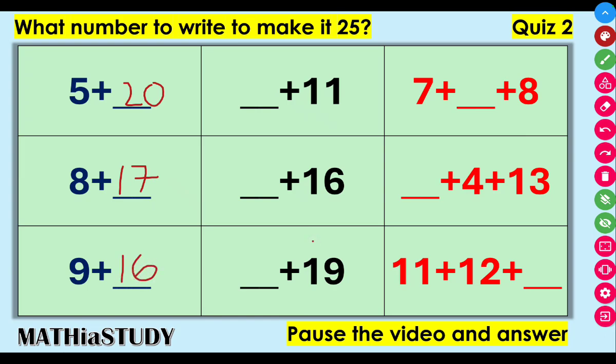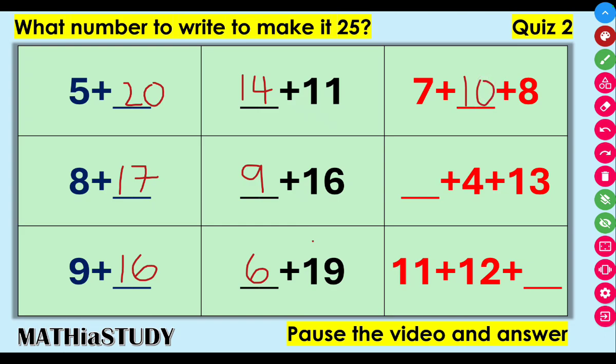8 plus 17 is equals to 25. 9 plus 16 is equals to 25. 14 plus 11 is equals to 25. 6 plus 19 is equals to 25. 7 plus 8 is 15. Plus 10 is equals to 25.